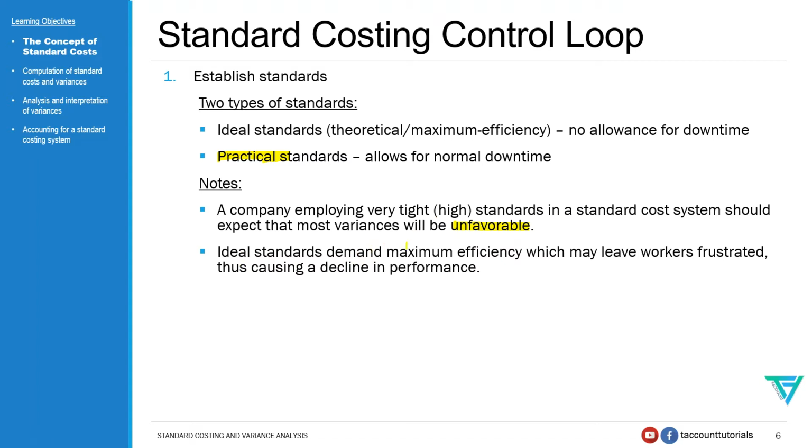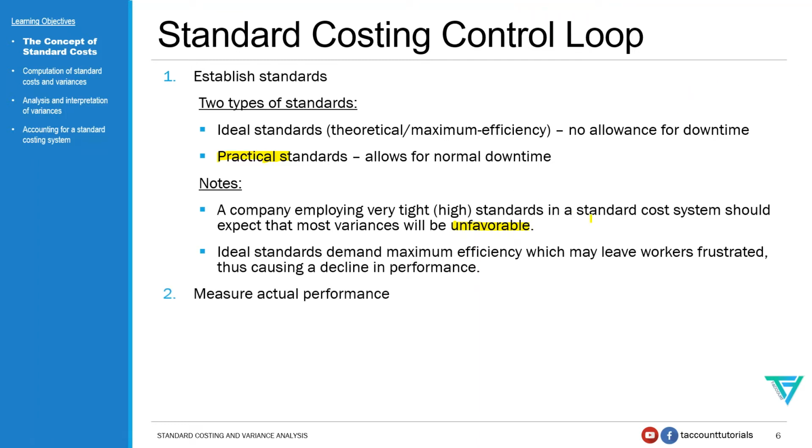Next, ideal standards demand maximum efficiency, which may leave workers frustrated, thus causing a decline in the performance. Again, tying back to the definition of an ideal standard, as it is really not attainable during actual or normal production. This may leave workers frustrated as they may feel that they won't be able to achieve the standards set by management.